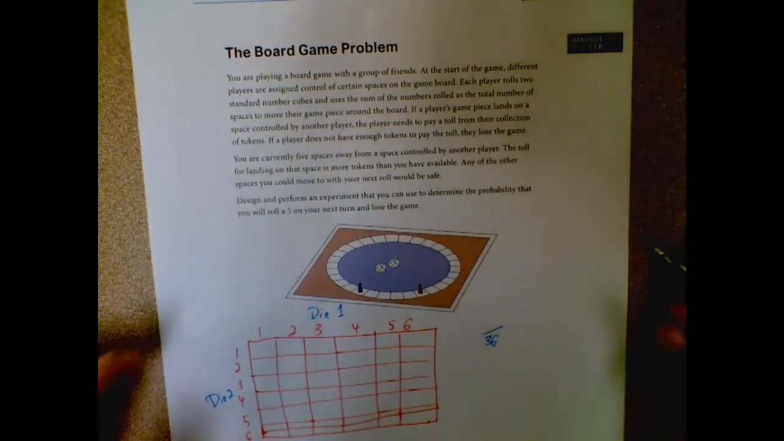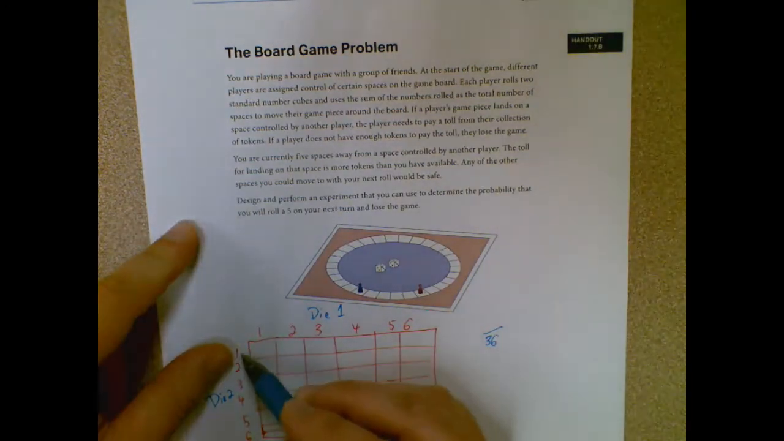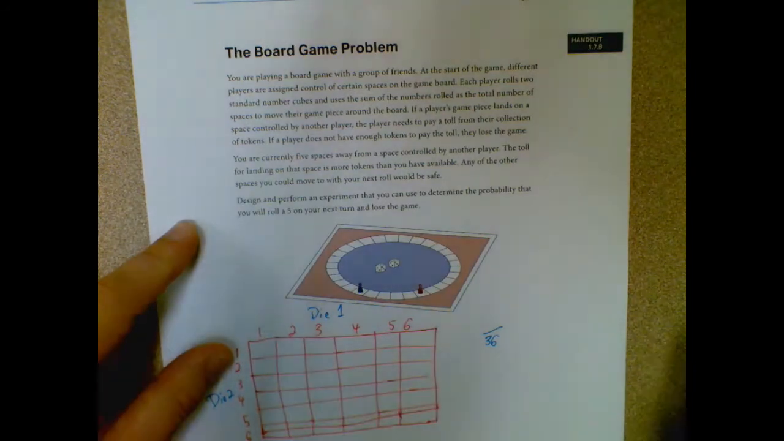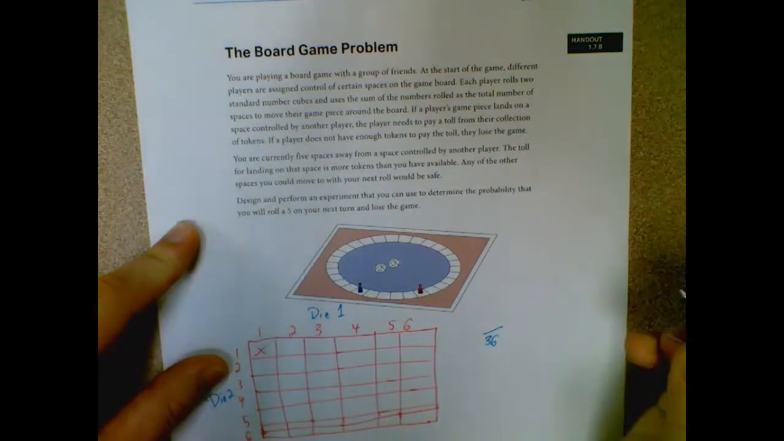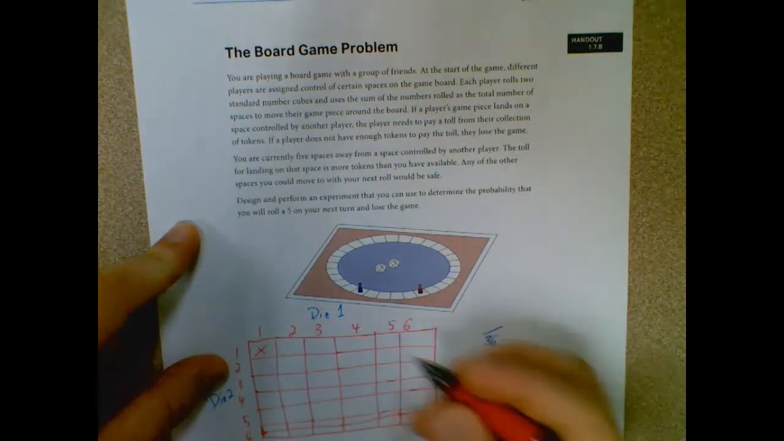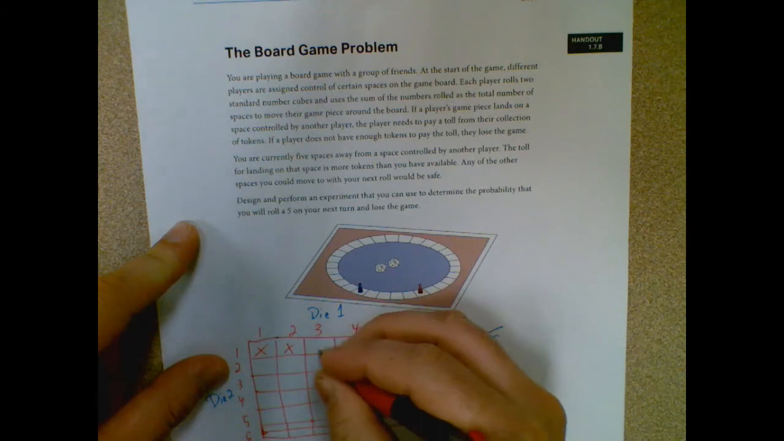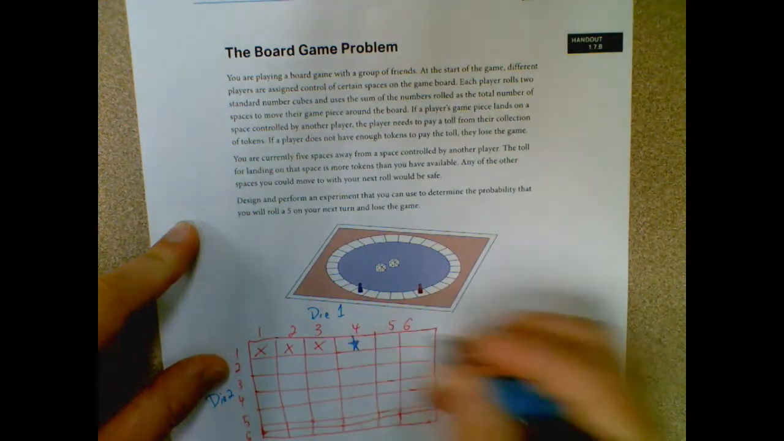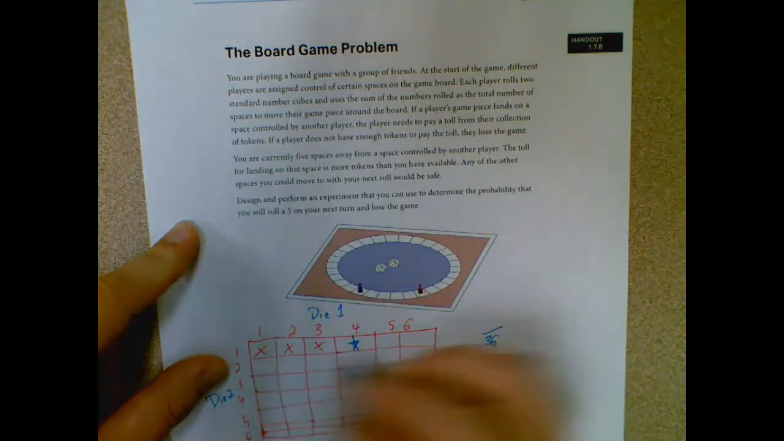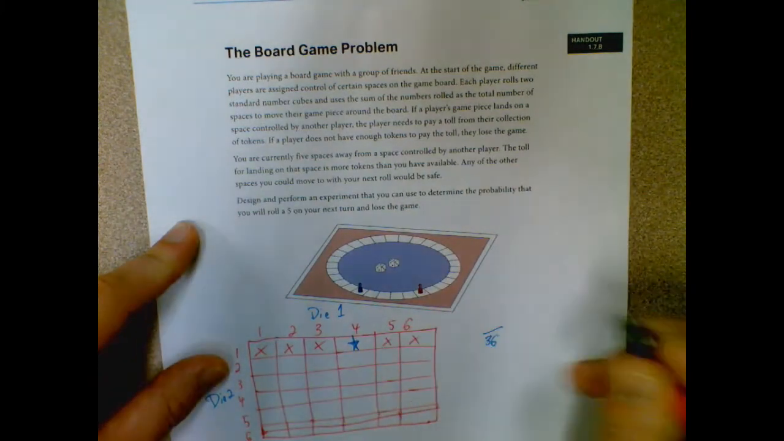Whatever I'm going to get. So here, for example, is 1 by 1, which if I roll a 1 and 1, that adds up to 2, so that's not going to work. Here I have 1 and 2, which is not going to work. 1 and 3 is not going to work. 1 and 4 does add up to 5. I'll put a star there. 1 and 5 and 1 and 6 both do not work.